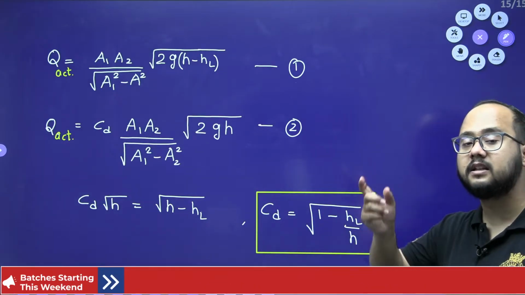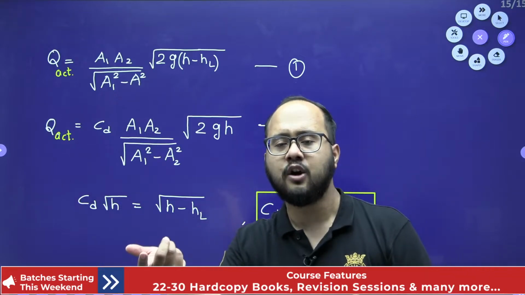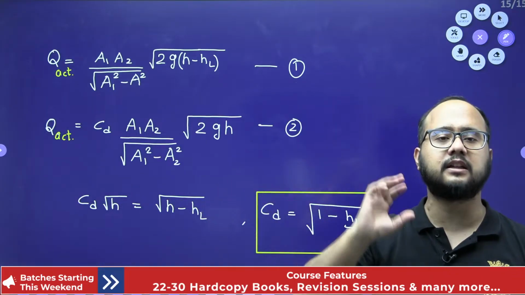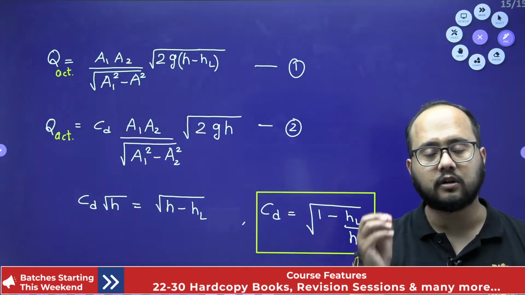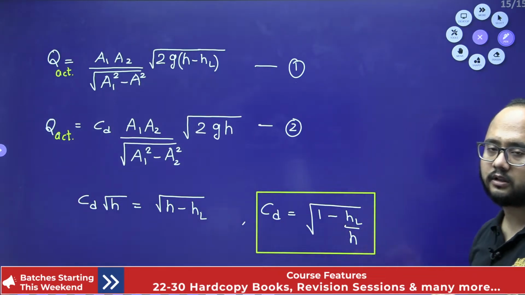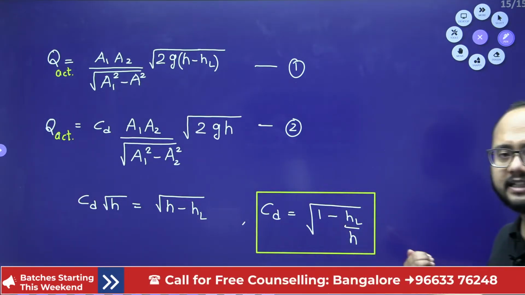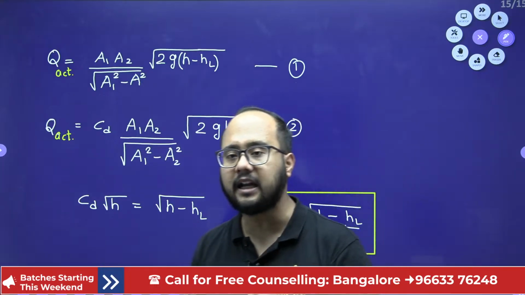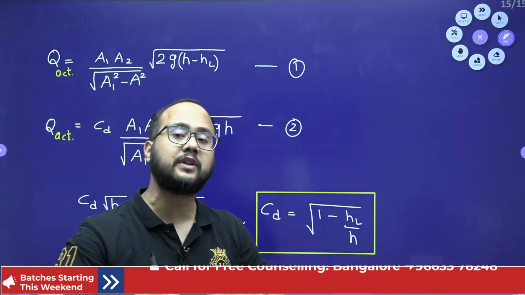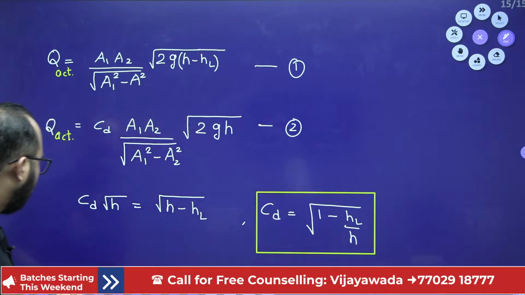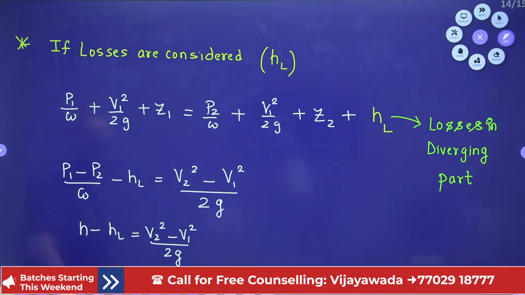HL is the losses taking place in the diverging part, or sometimes they can give the total loss in the Venturimeter also. But in our analysis, whatever analysis I have done, I have taken only the losses in the diverging part because of the adverse pressure gradient, right? So I hope the point is clear.